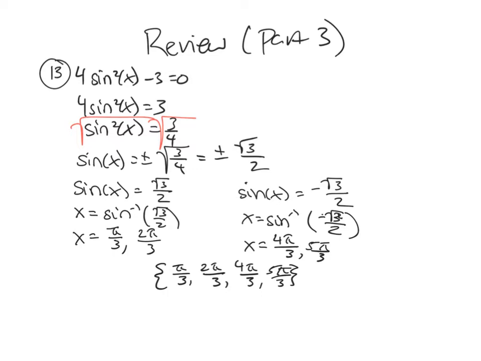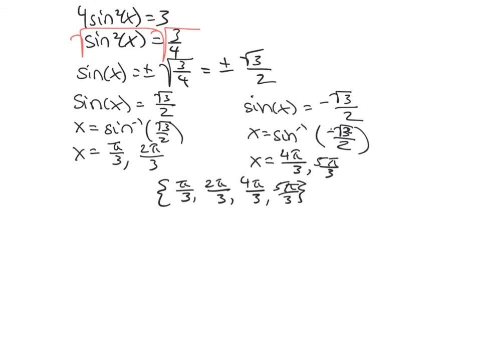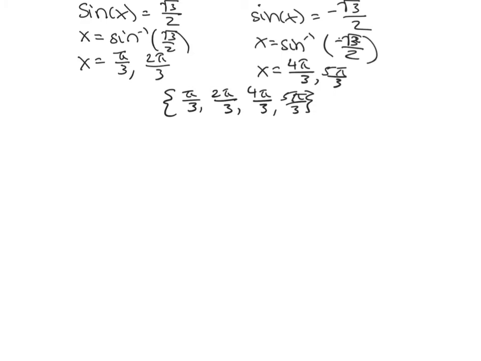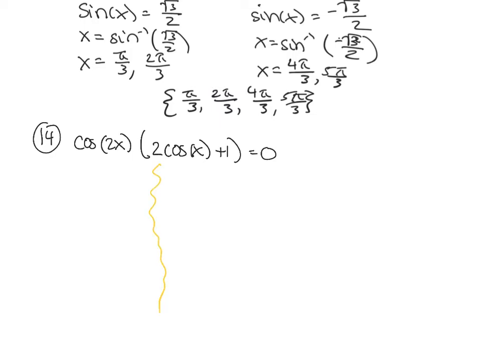Next, we have problem number 14. Move this all the way up. Problem number 14 is cosine of 2x times 2 cosine of x plus 1 is equal to 0. I really like this one because it's already factored for us. I know that one of these factors has to be 0. Why not both? So I'm just going to divide the workspace here and set both of these factors equal to 0.